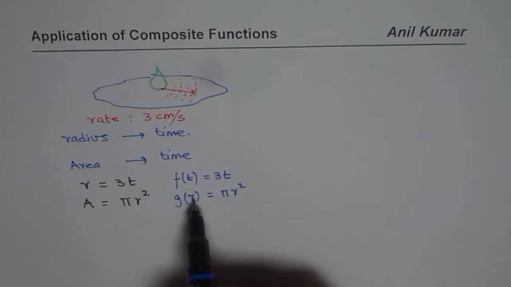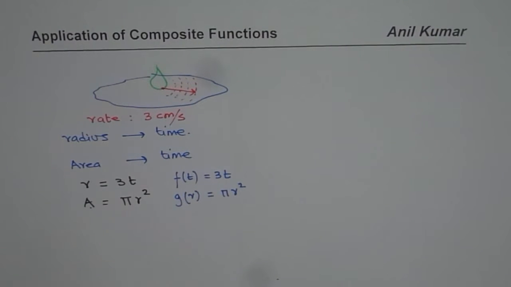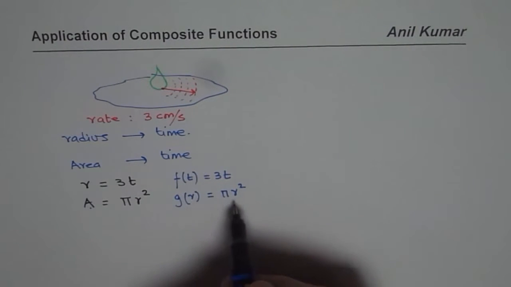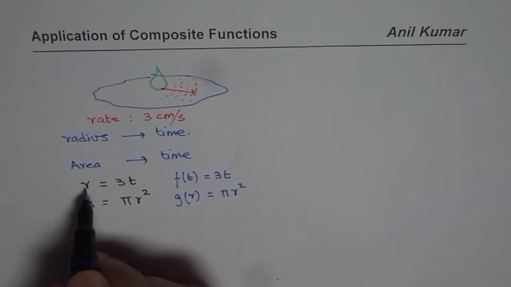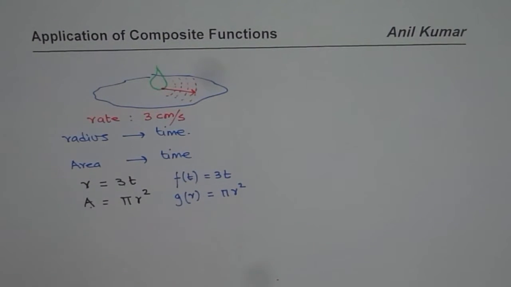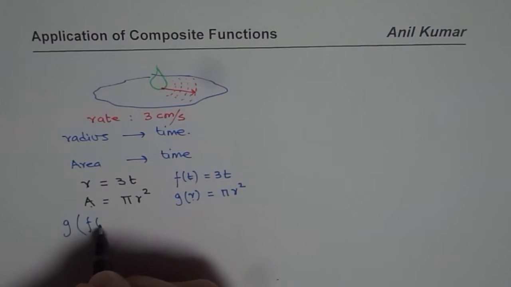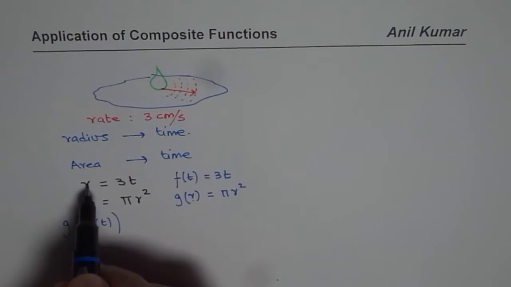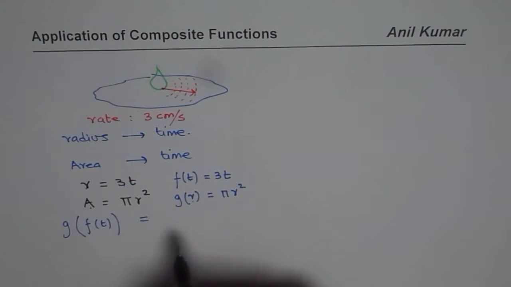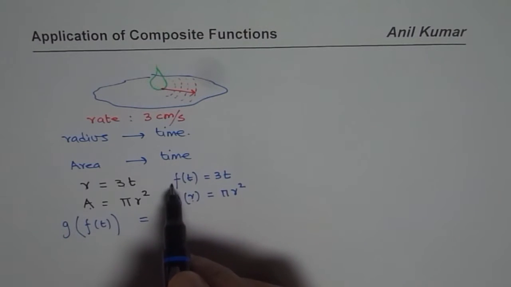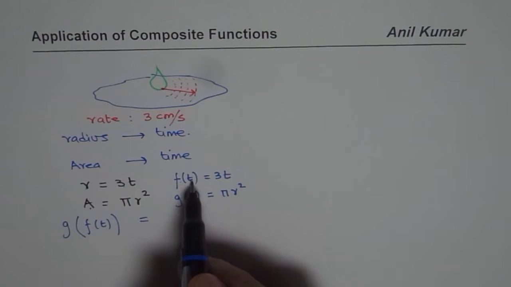But what we really want is a relation between area and time. How do we make that function work out? So we say, what is r? r is the relation which is defined by f of t, as a function of time. So we can replace this with that function. So we get g of f of t. Do you see that? Since this function r is a function of time, we get our equation in terms of time. So we'll replace this f of t, which is 3t, for r.